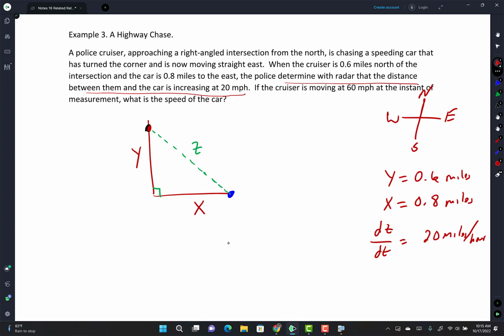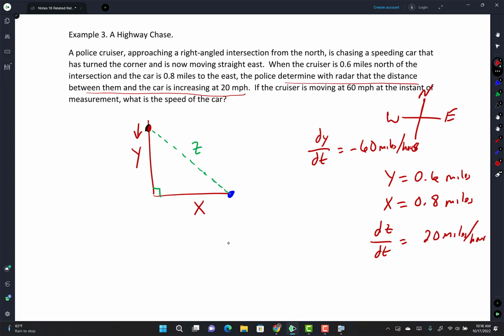Anything else, guys? Okay. If the cruiser is moving at 60 miles per hour, so I'm going down. Guys, focus. So my dy/dt is negative 60. Does everyone know why I put negative 60? Because in my model, this cruiser is going down. Does that make sense? If I would have drawn the model differently, maybe I would have written it going up. But because it says from the north he's approaching this right-angled intersection, he's going down. Are we okay, guys? All right.